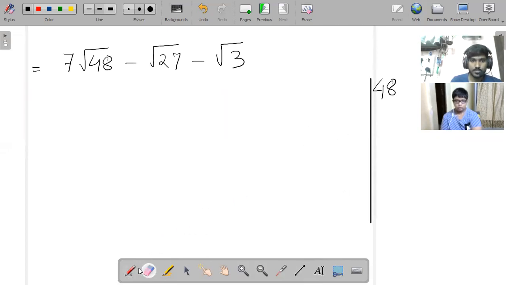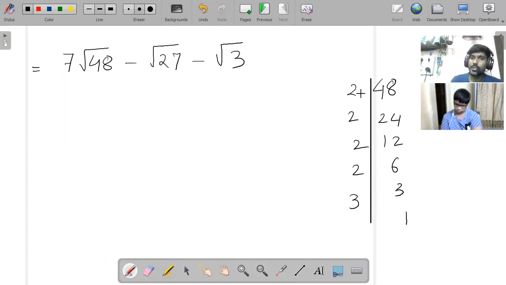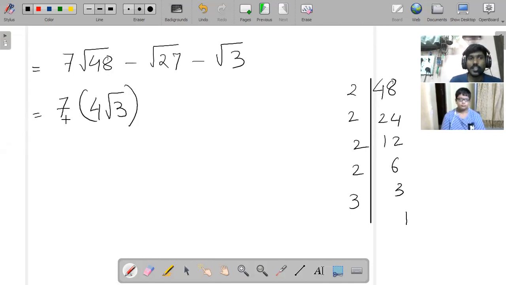2, 24, 2 12s, 2 6s are 12, 2 3s are 6, and 3 1s are 3. So what will be the reduced form of root 48? 4 root 3, correct. What you have written is 2 2 root. So first of all, you missed out the 7. So 7, and this root 48 is 4 root 3. Now this 7 and 4 will get multiplied in the next step.